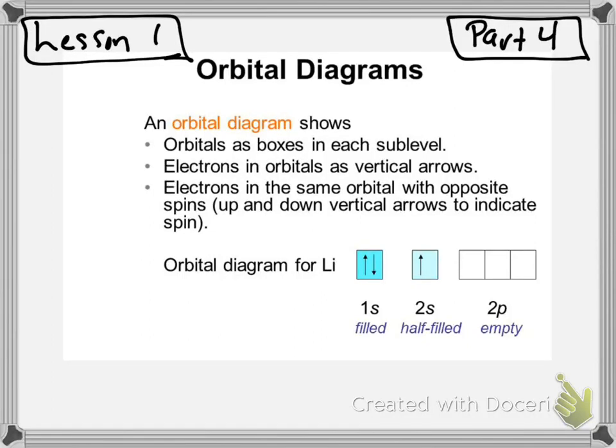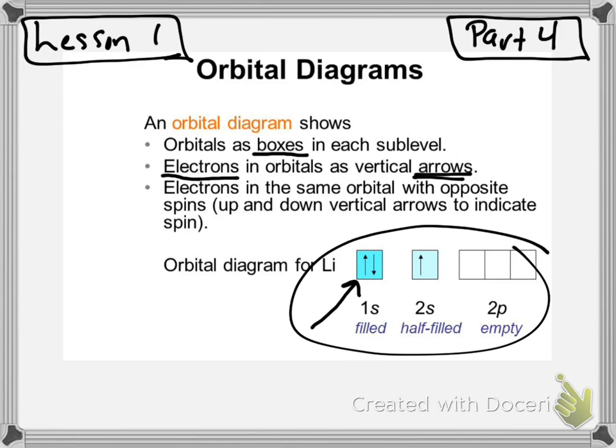Lesson 1, Part 4, How to Draw Orbital Diagrams. An orbital diagram shows orbitals as boxes. And inside those boxes, there are electrons, and we use arrows to show those electrons. Look here. This box means a 1s orbital, and those arrows inside mean electrons. This is an orbital diagram.